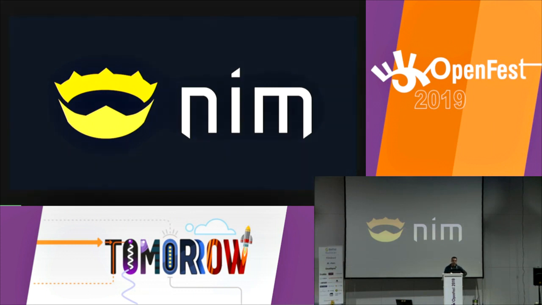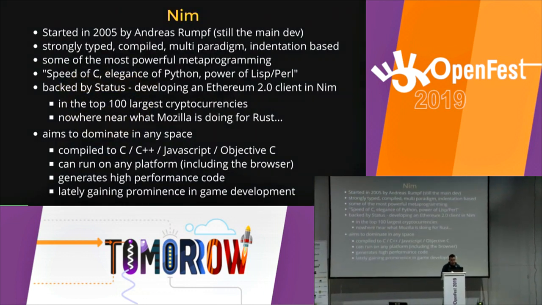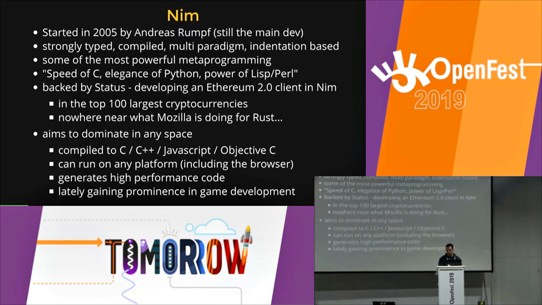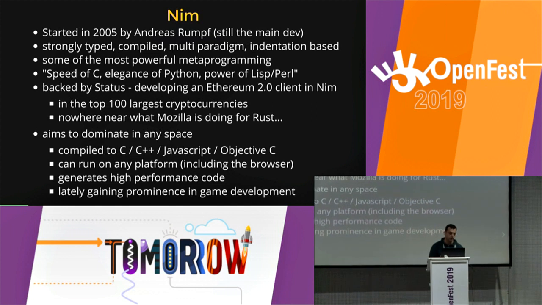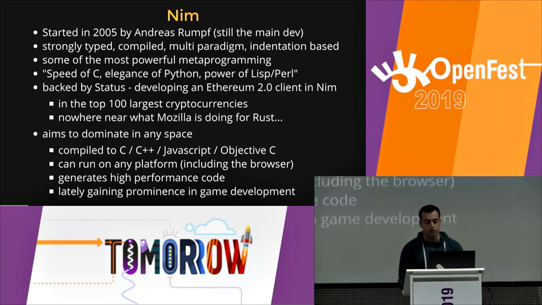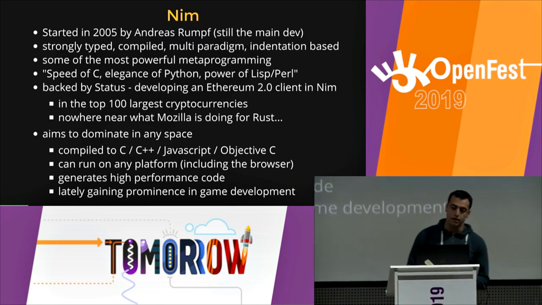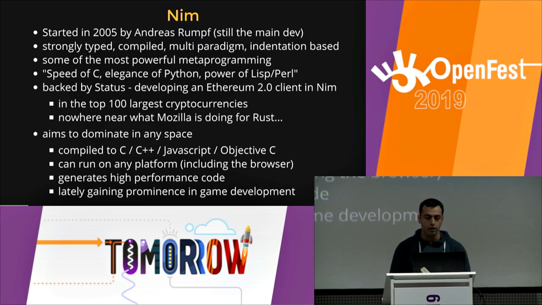This is NIM, and its logo is a crown because it's meant to be the one language to rule them all. A little bit about it. It was started in 2005 by Andreas Rumpf. It's a strongly typed, compiled, multi-paradigm, indentation-based language. And it has some of the most powerful metaprogramming out there. It's meant to deliver the speed of C, the elegance of Python, and the power of Lisp and Perl.